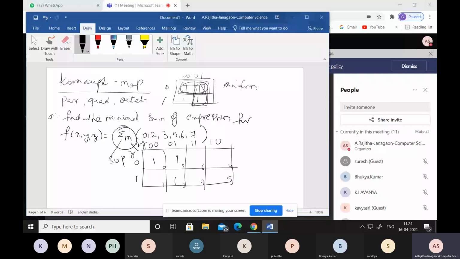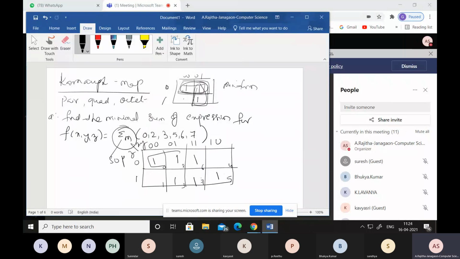Okay, now 0, 2, 6, 4 like this. So here 0 is there, 1 is there. The product term or min term 2 means this, 3 means here, and 5 means here. And 6 means here. Then next, 7 means here. Now which are adjacent?